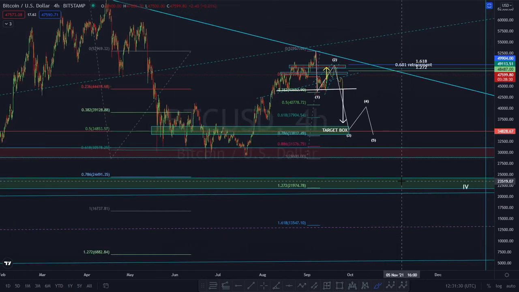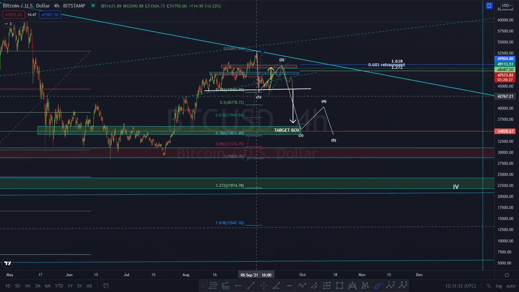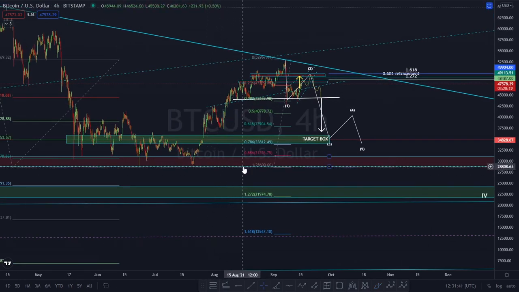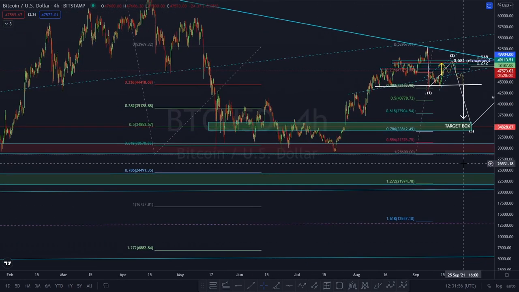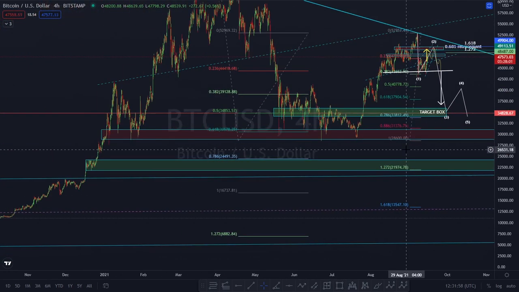That would take us to this extension right here, the 1.272. So what I did was, I took the retracement tool from this bottom right there, this wick right there, to the top. Now I'm not looking for the normal retracement levels. I'm looking for the extensions in this Fibonacci retracement. So the more likely extension level for me is the 1.272.